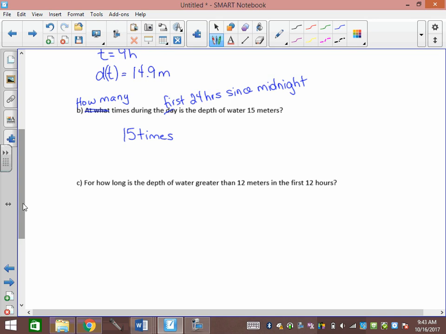For how long is the depth of water greater than 12 meters in the first, I'm going to be nice, 6 hours? So how do we do this? You are going to get it crossing, let me see. Yeah. So, 12 meters. I need to download my thing again. It went away, my calculator on my screen.